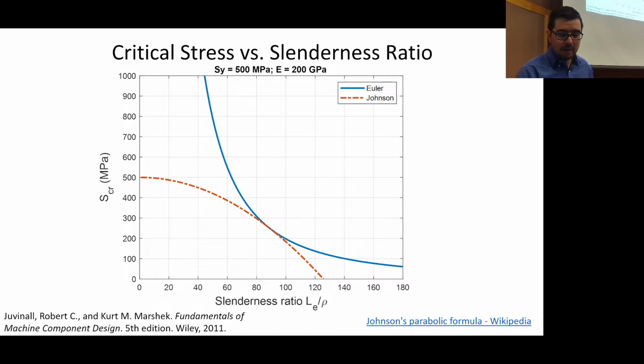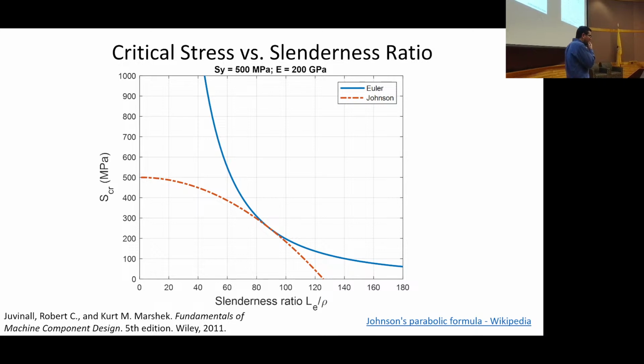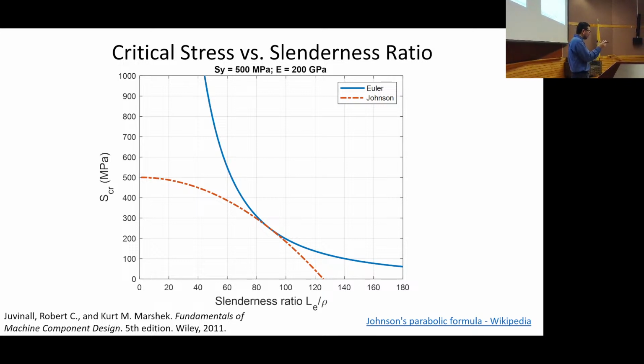Which one of these is Euler? According to the legend, and I just did this in MATLAB this morning, this blue is Euler, and this red dash-dot is Johnson. Given what we just talked about, where would you use Johnson, and where would you use Euler? Over what regimes? There are two curves. Where do they apply?